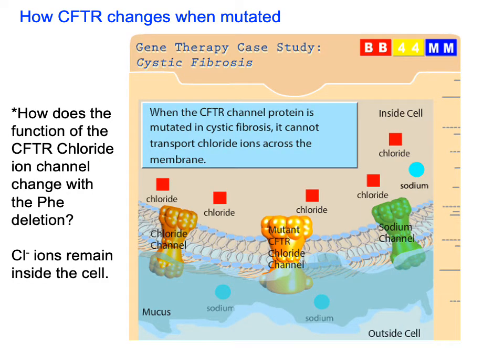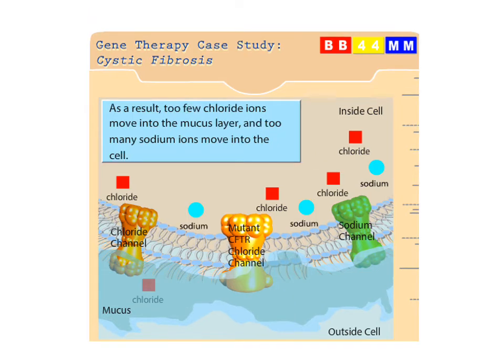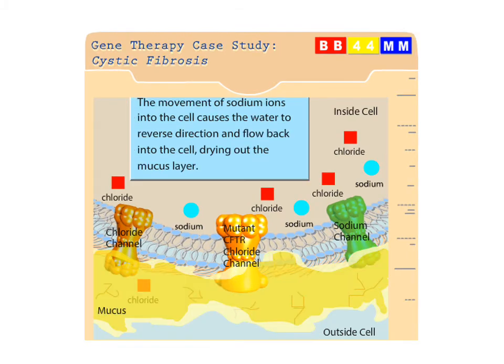Now, what happens to the function of this CFTR chloride ion channel when there's that phenylalanine deletion? The bottom line is that the chloride ions are going to remain inside the cell instead of outside. So it's the chloride ion transporter, right? If it can't transport those chloride ions, they stay inside the cell. They can't get outside. And as a result, that means there's too few chloride ions in that mucus layer and too many sodium ions move into the cell.